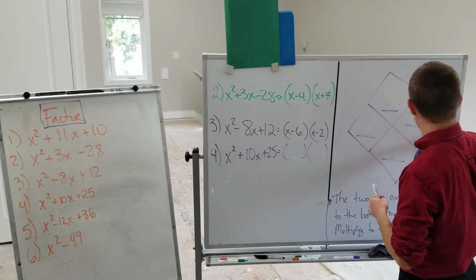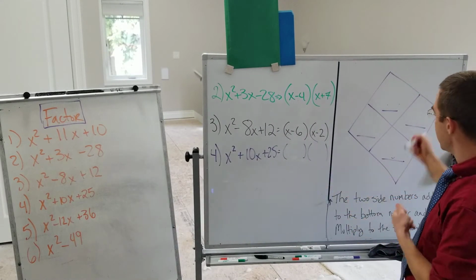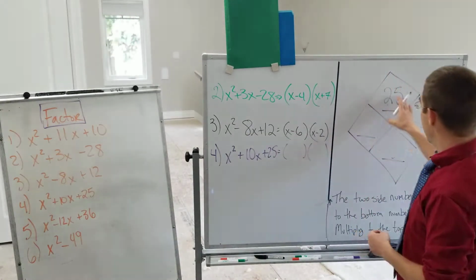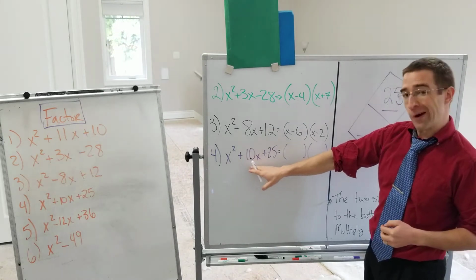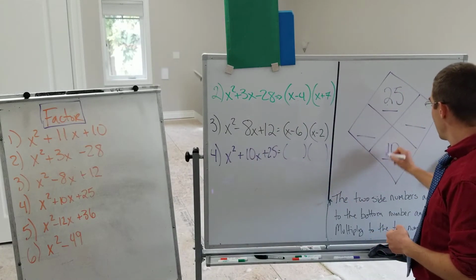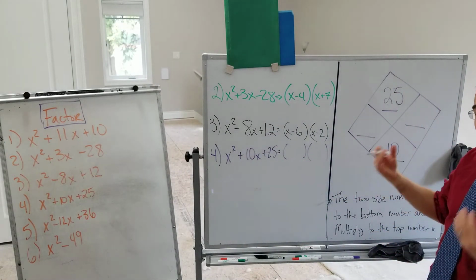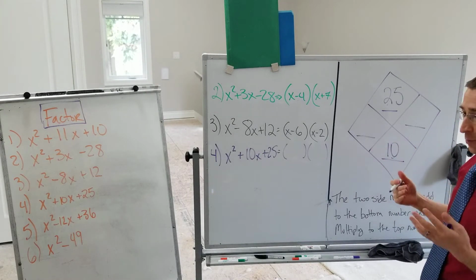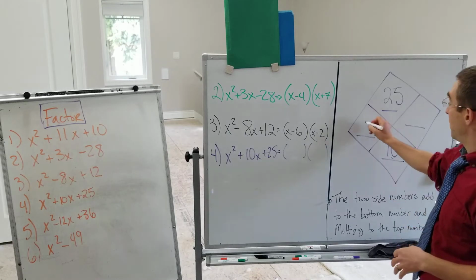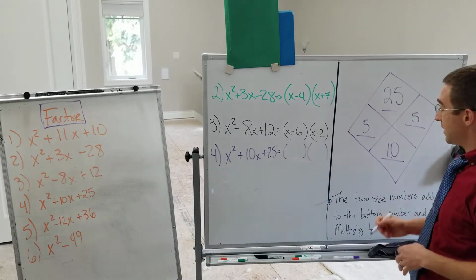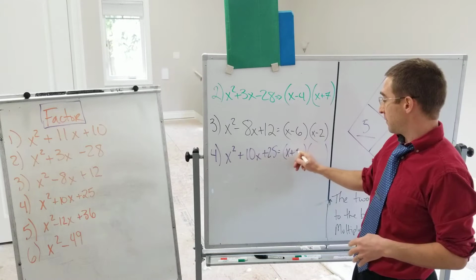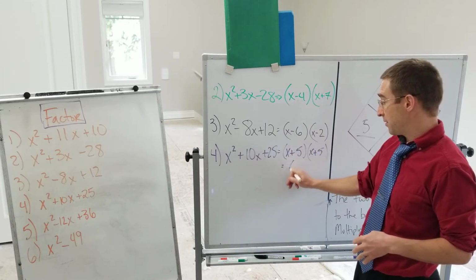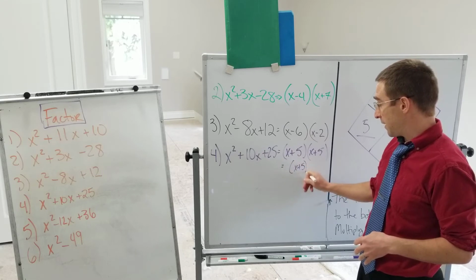All right, so we're going to our diamond problem. These are our numbers. The 25, the constant that doesn't have an x, goes in the top. The coefficient on the regular x goes on the bottom. I need two numbers that multiply to 25 and add to 10. What multiplies to 25? 25 and 1, 5 and 5. Guess what? 5 plus 5 is 10. So here we have x plus 5 times x plus 5, which is the same as x plus 5 squared.